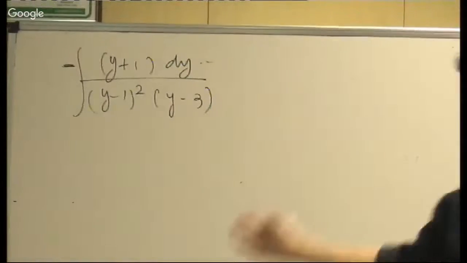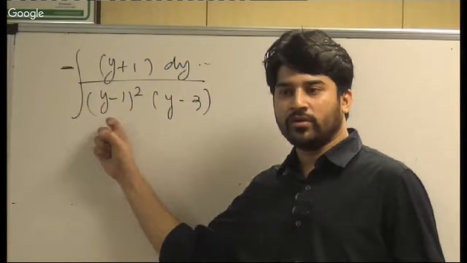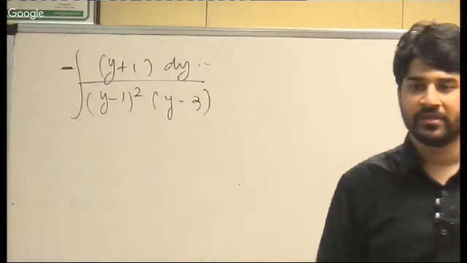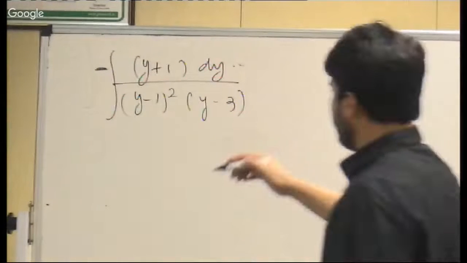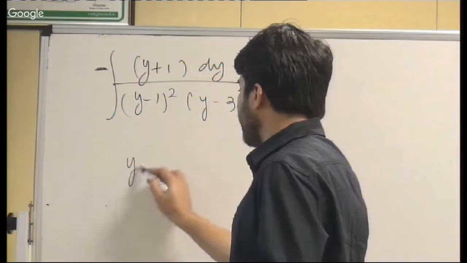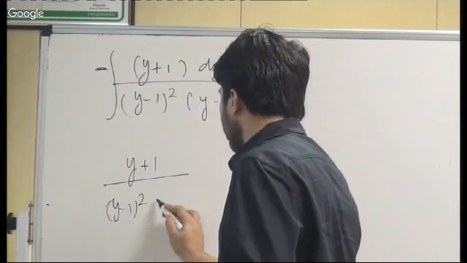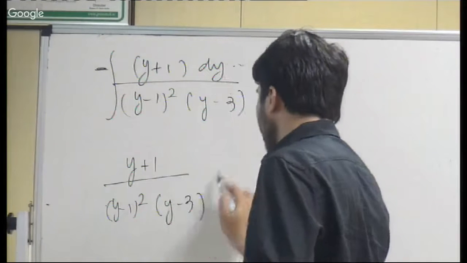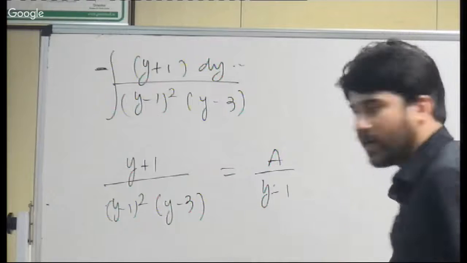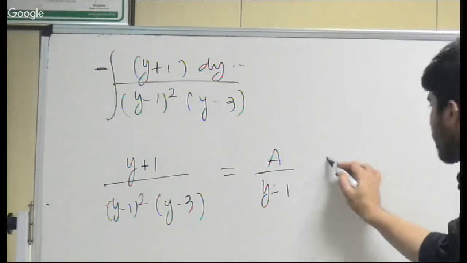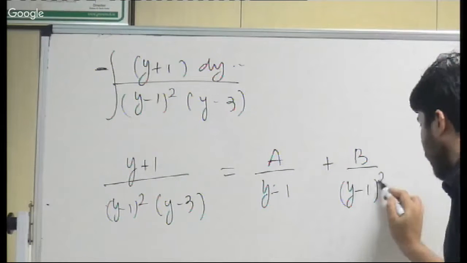Now since अभी हम लोग जब भी देख रहे थे, linear term was not repeating. Now down we have a repeated. So how to handle this whenever you see this? So I'm going to divide this y upon y minus 1 ka square into y minus 3 as a by y minus 1, b by y minus 1 ka square.